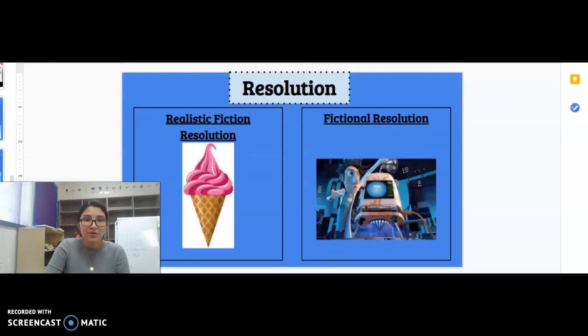Let's go over resolution. So, resolution is what? It's how a problem is fixed, right? So in a realistic fiction story, you're going to get a solution or resolution that could actually happen. We talked about this yesterday. The ice cream fell, melted, it's dirty, it's gone. How could you fix that problem? Get a new ice cream.